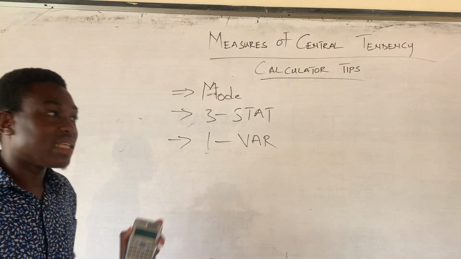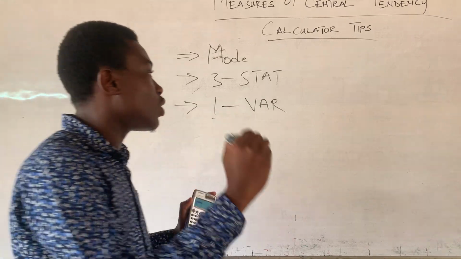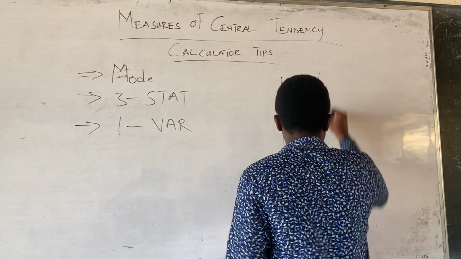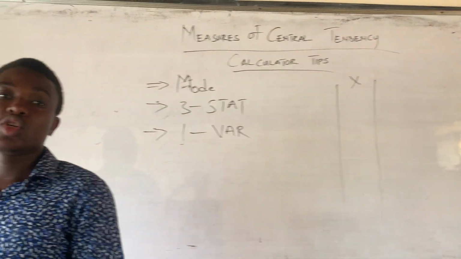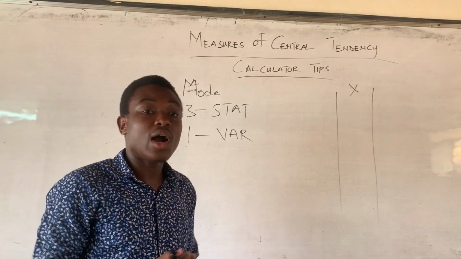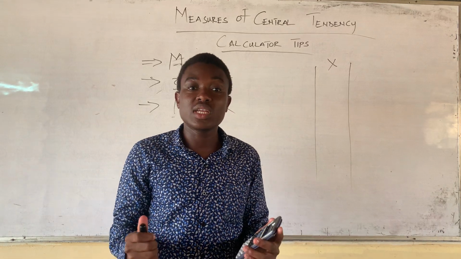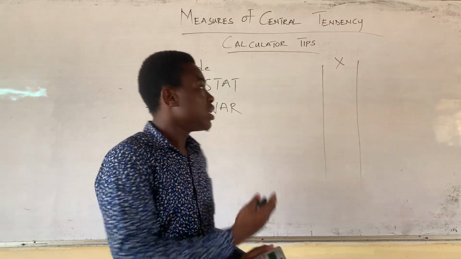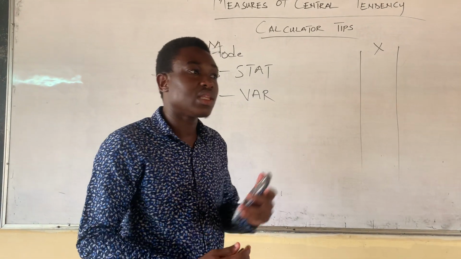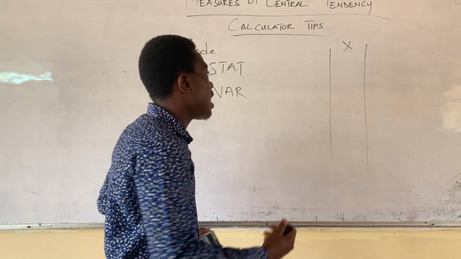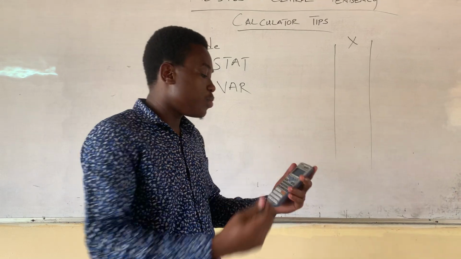After selecting that, a table pops up, a column with X on top. Anytime you want to enter data on the calculator, whether it's raw data or not, this is what we use. As you have the column there, all you need to do is type in your figures, and automatically it gets filled within the column.